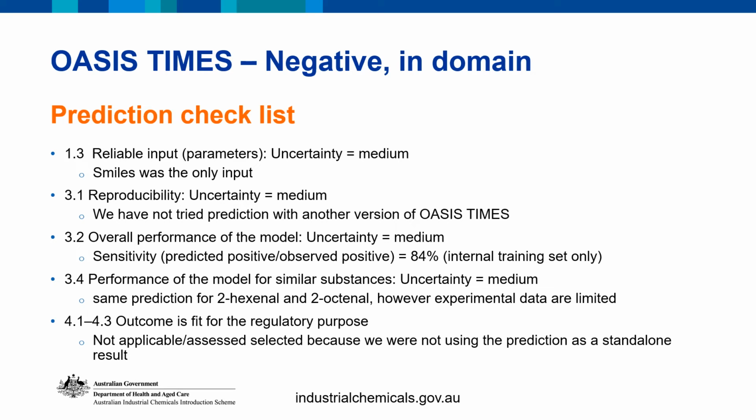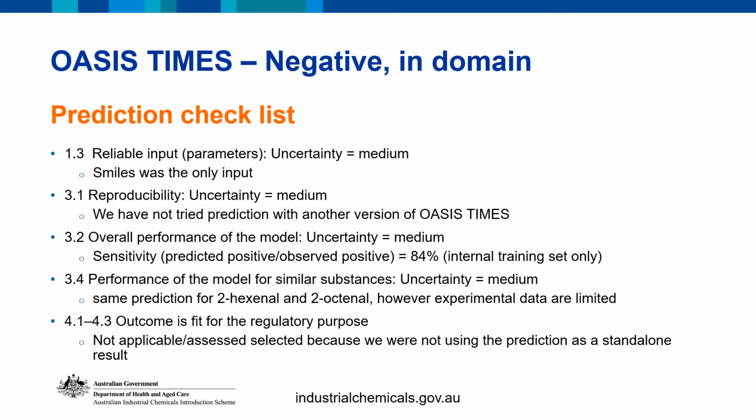Assessment element 3.1, reproducibility, was assigned medium uncertainty because we have not tried predictions with another version of OASIS TIMES. For assessment element 3.2, overall performance of the model, was assigned medium uncertainty because performance of the model was only reported for the internal training set.